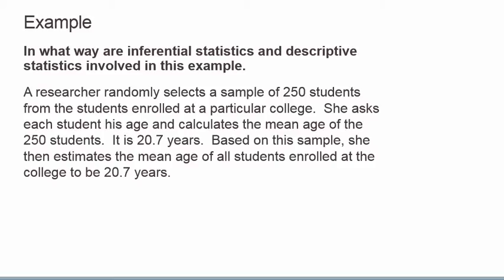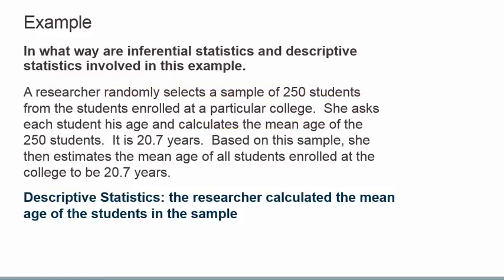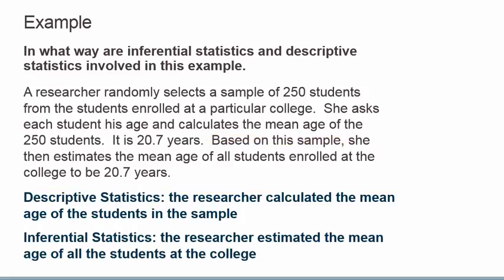The way that the descriptive statistics are involved is that the researcher randomly selects a sample of 250 students and calculates the mean age. So the descriptive statistics are that the researcher calculated the mean age of the students in the sample. Then it says, based on the sample, she estimates the mean age of all students enrolled at the college. So the inferential statistics are that the researcher estimated the mean age of all students at the college.